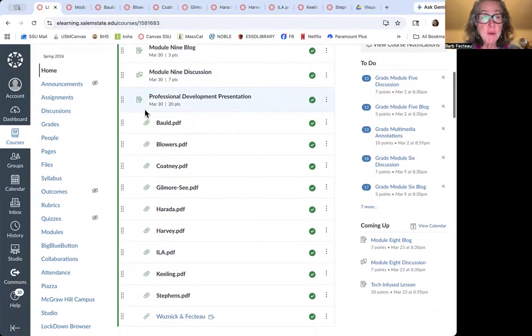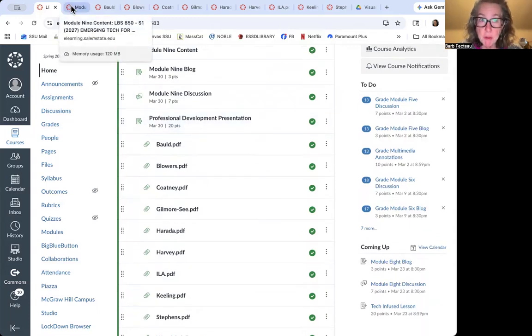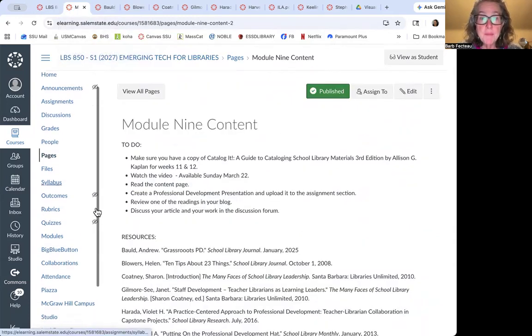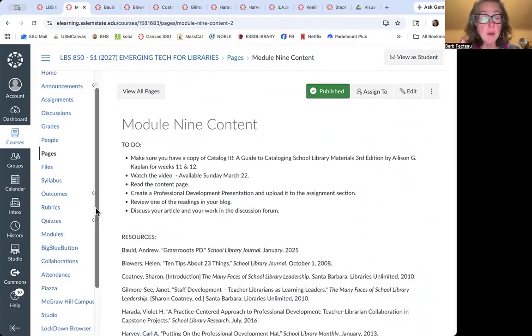There's a lot going on here, but it's mostly a big project. First off, make sure that you've got a copy of Catalog It because you're going to need that for weeks 11 and 12. You can get it at Amazon. I think Salem State has one in the collection there. Wherever you can get one, you'll need it for those 2 weeks. But honestly, it's worth having.